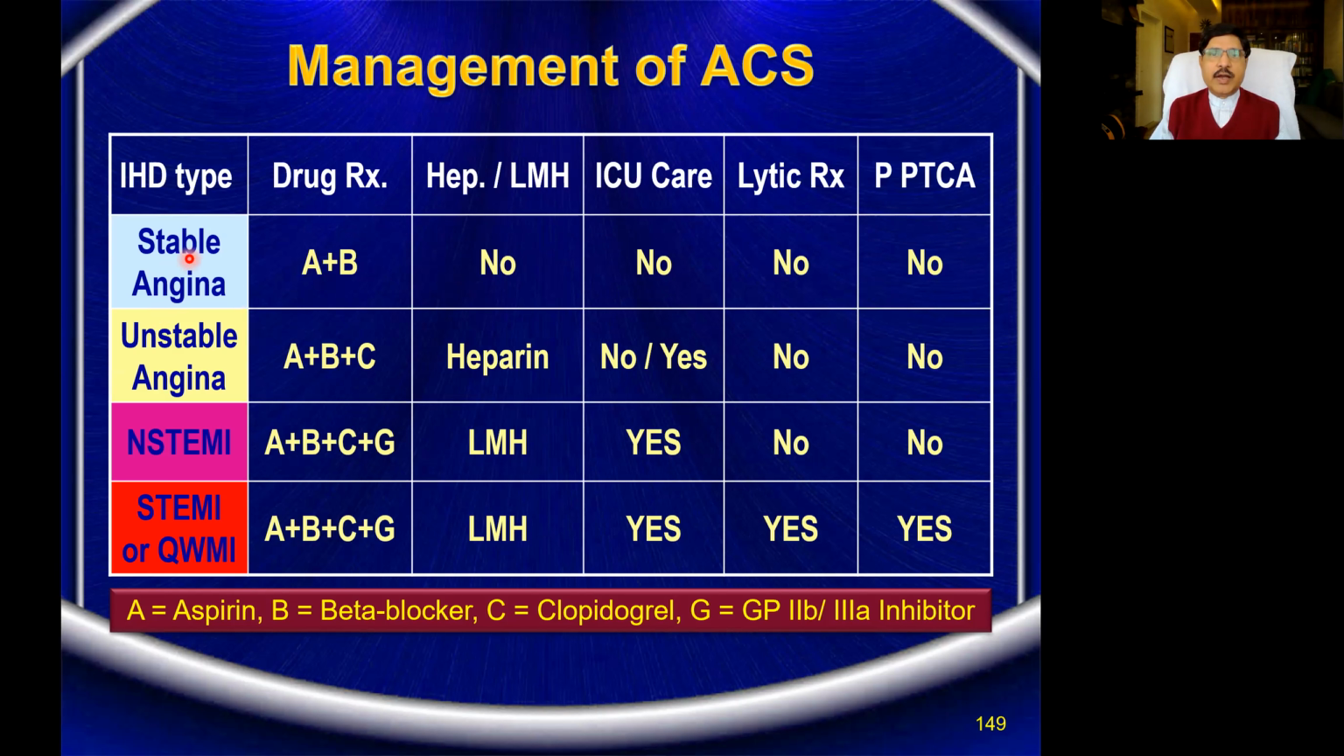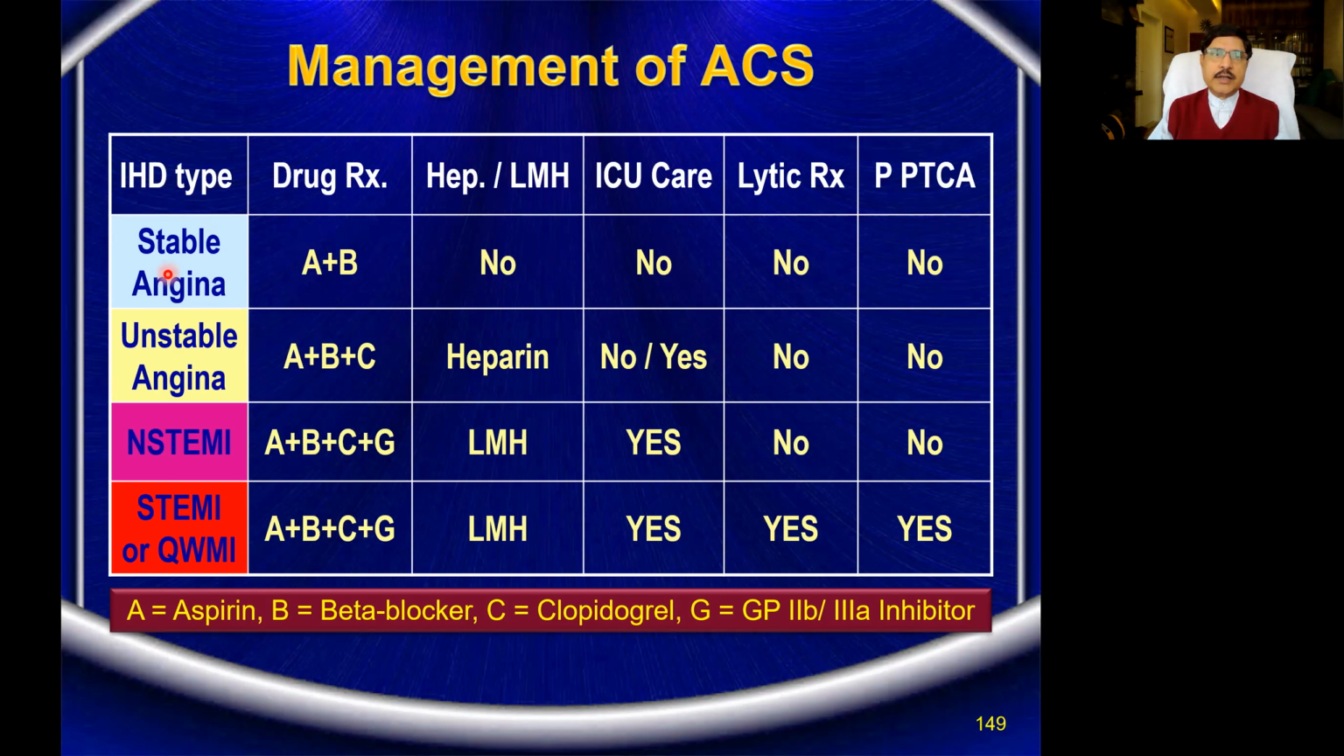But these have to be evaluated by treadmill or angiography, to see whether they will develop into these things. Then you can do an elective angioplasty if necessary, or you can offer them medical management depending upon the angio report, but no primary PTCA. You clearly understand: stable angina is a warning sign to evaluate. No heparin, no ICU care, no lysis, no primary PTCA. Evaluate and decide optimal medical management or a procedure.